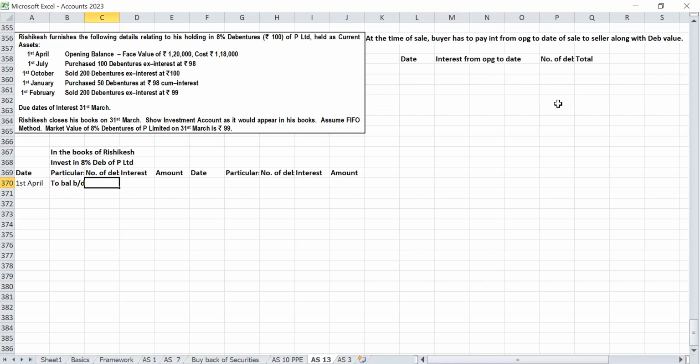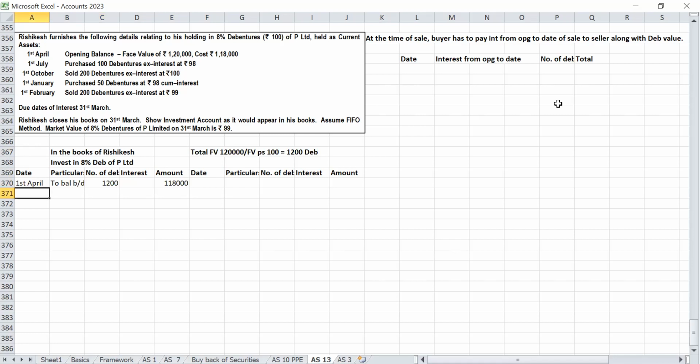1,18,000, sir. Number of debentures, divided by 100, 1,200 debentures, sir. Super, 1,200 debentures. This is the opening. Clear? Yes, sir. Total face value is 1,20,000 divided by face value per share 100. So 1,200 debentures you are having in the opening. First point clear? Yes, sir.